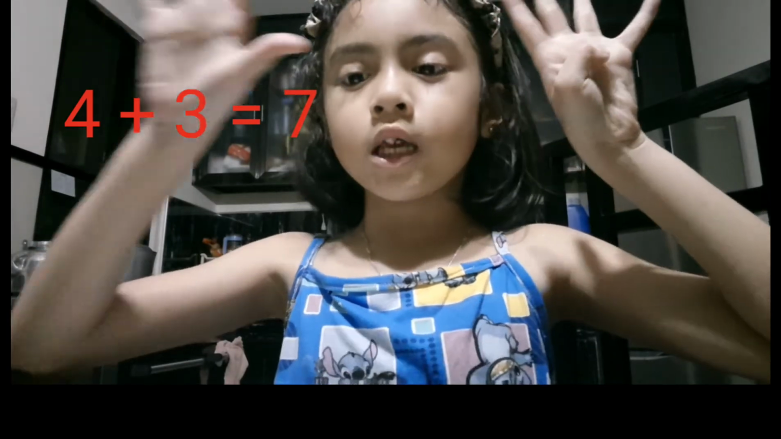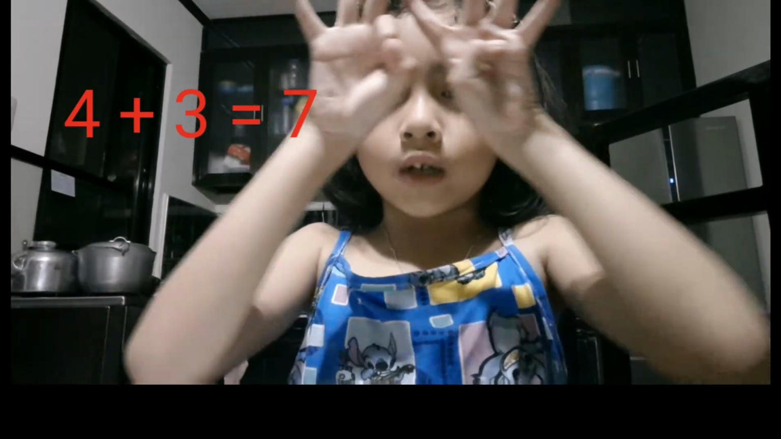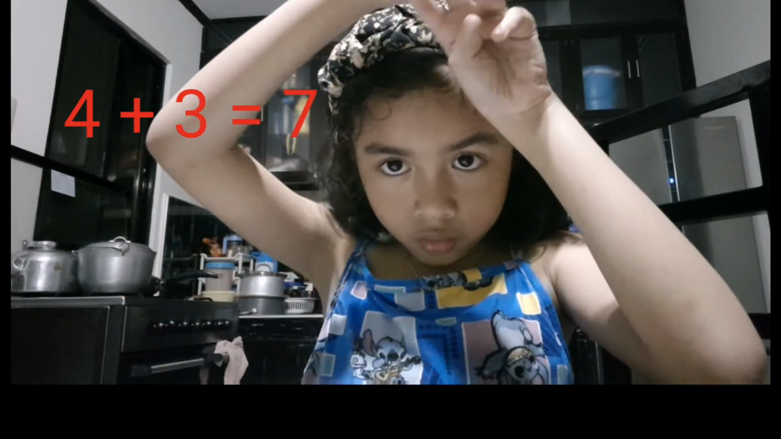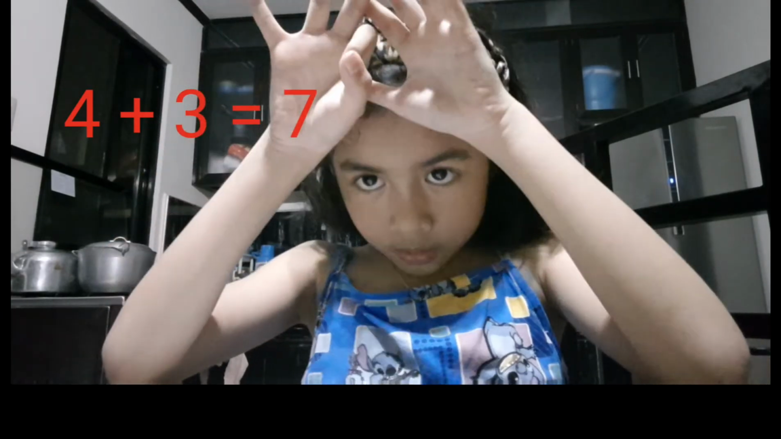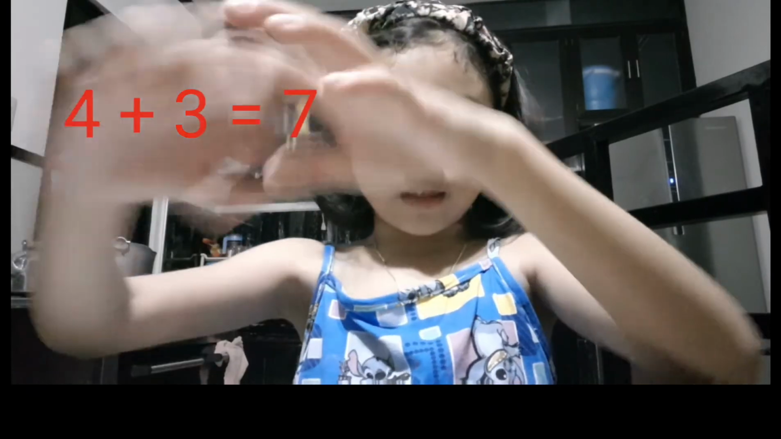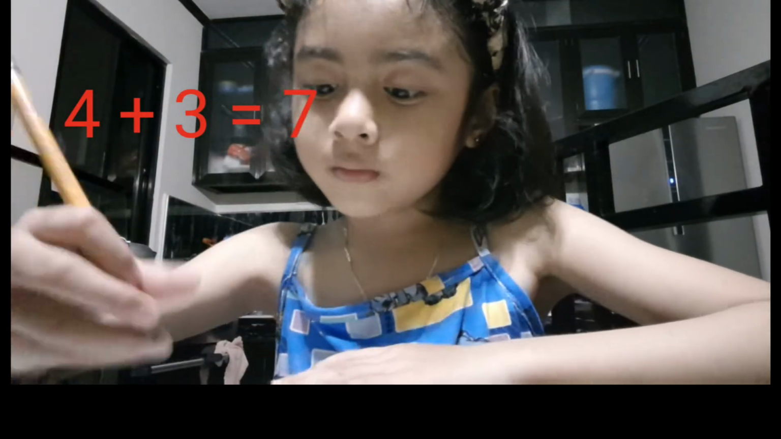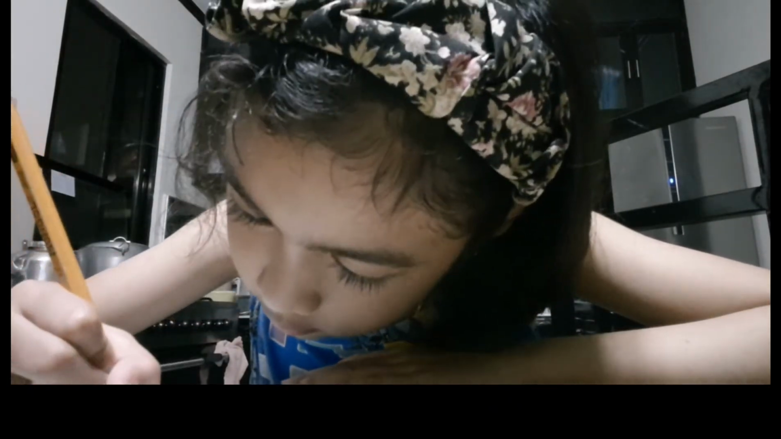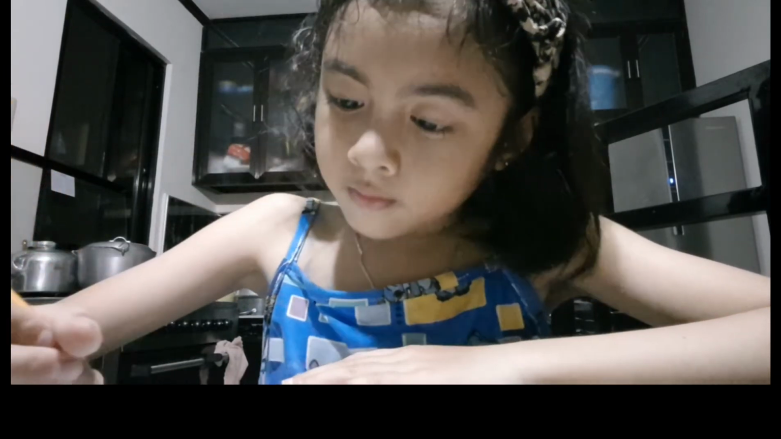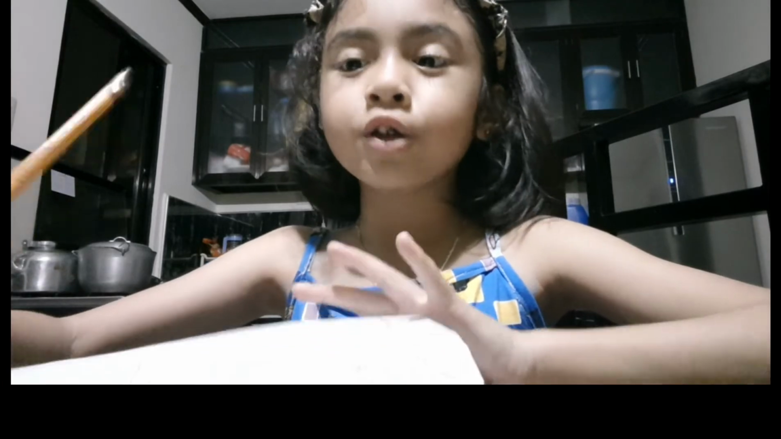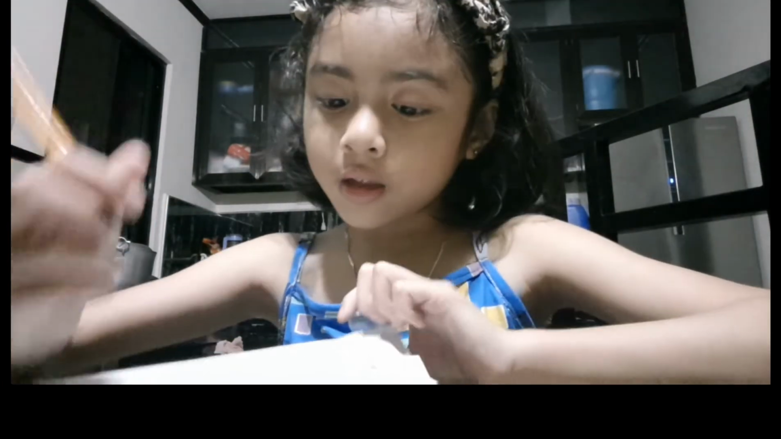Four plus 3. Mag-a-add kayo ng 4. At dito ay 3. Together is 1, 2, 3, 4, 5, 6, 7. So, 7. Kung mabilis po yung mga answers, pwede nyo po i-pause para alam nyo po.